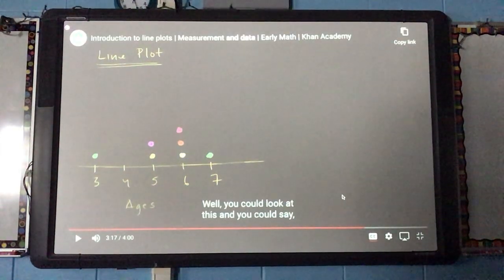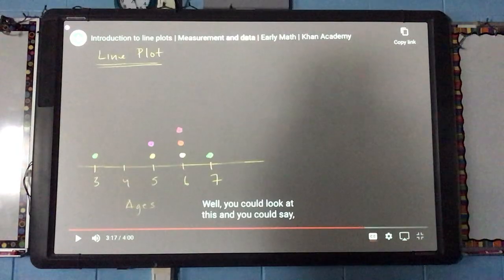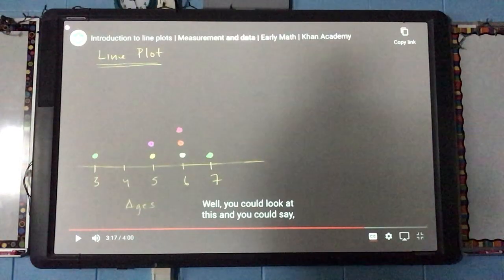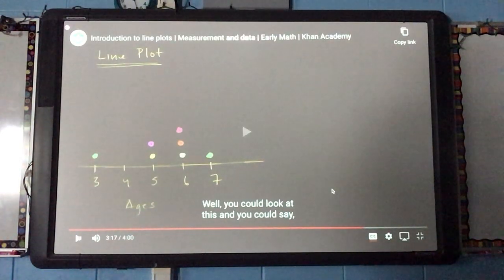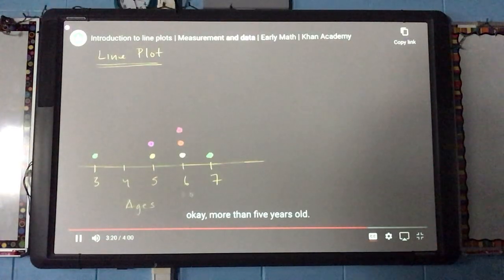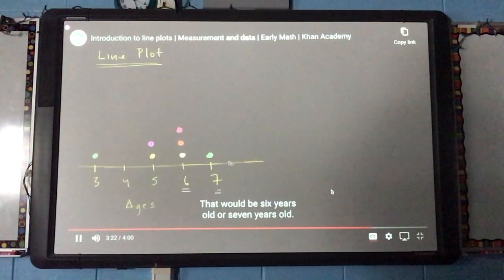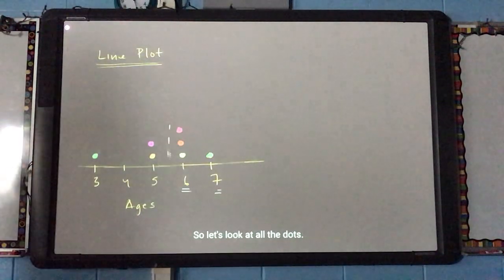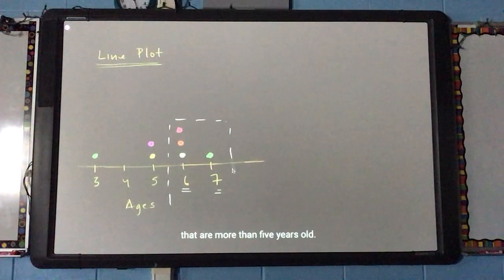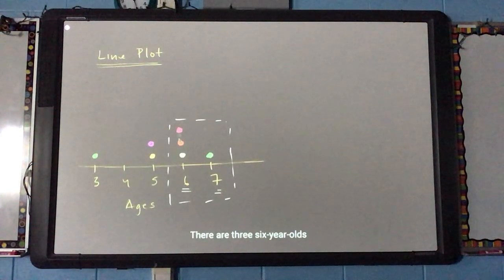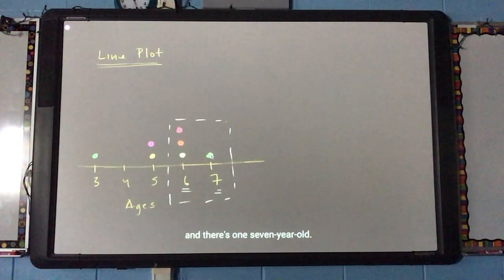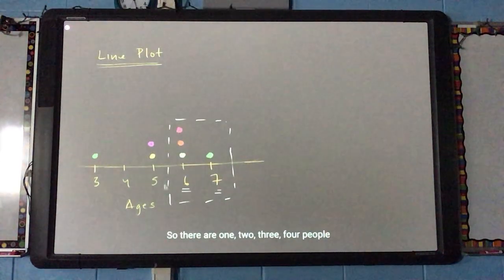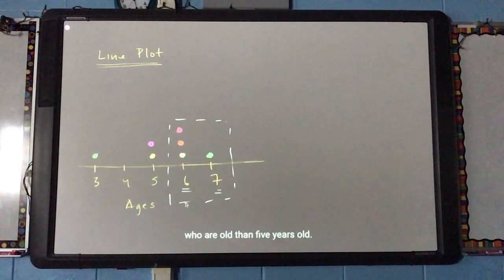Well, how many people are more than 5 years old? 4. Don't get confused. We don't count the ones who are 5. It was more than 5 years old. Well, you could look at this and say, okay, more than 5 years old would be 6 years old or 7 years old. It's not showing anyone who's 8, 9, 10, 11, and on and on. So let's look at all the dots here that are more than 5 years old. There are 3 6-year-olds and there's 1 7-year-old. So there are 1, 2, 3, 4 people who are older than 5 years old.